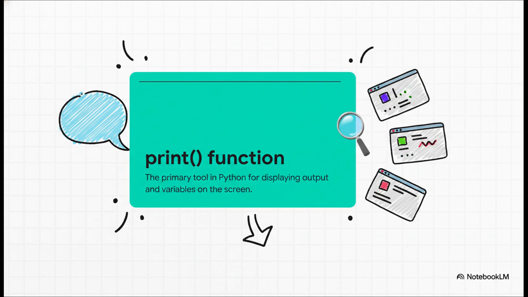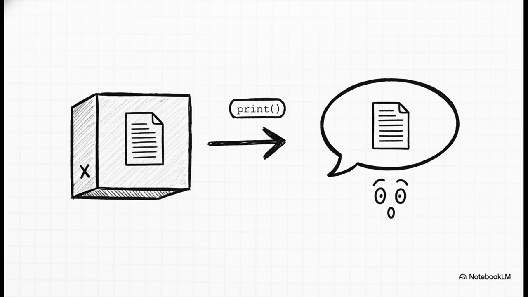right on the screen. Okay, let's start at square one, the absolute basics. Imagine we have a variable, we'll call it x, and we store the sentence, Python is awesome, inside it. It's kind of like putting a note inside a box. When we say print x, Python doesn't just show us the box. It actually opens it up and reads the note inside out loud. Simple, right? Clean, and it just works.